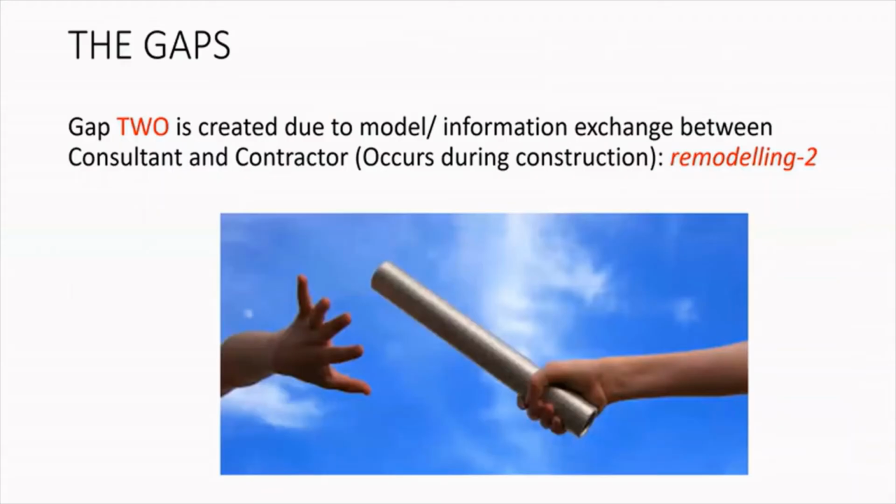Okay, now going to gap 2. The second gap, what we actually came to realize, is due to model or information exchange between consultant and contractor. And this usually occurs during construction. What this does is lead to remodeling. So once the designer finishes, he wants to hand over the baton to the contractor. That's where the problem starts. So what are the problems?